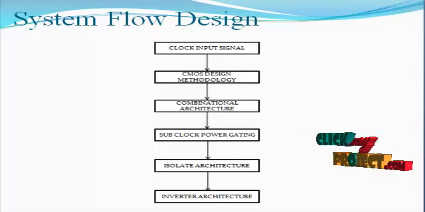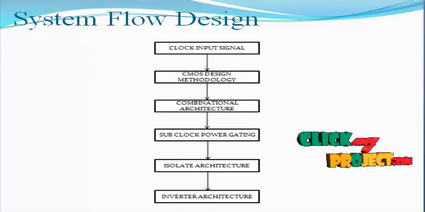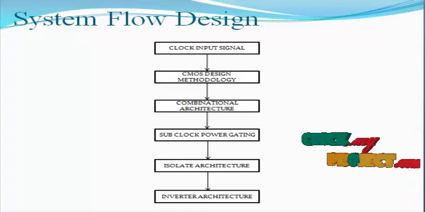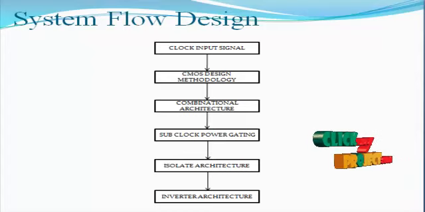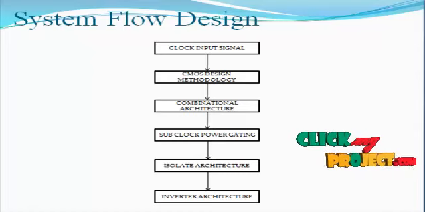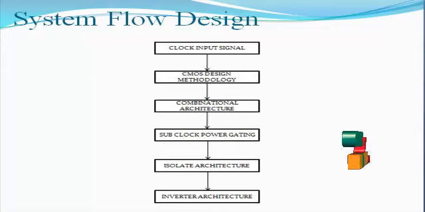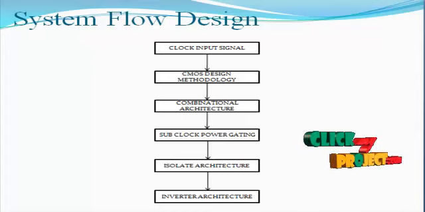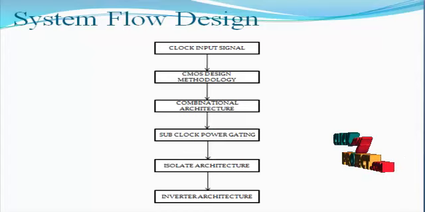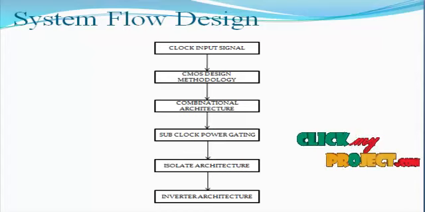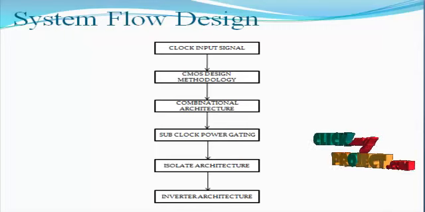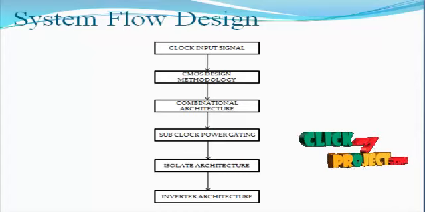This subclock power gating technique is applied to the isolate architecture functions. These isolation functions isolate the clocking signal based on our inverter input results. Thus the inverting results are applied to the isolate logic to control the subclock power gating technique, and the results produce the inverting architecture. So the combinational architecture is controlled for the input and output using the isolate architecture functions. This isolating architecture function is based on the subclock power gating technique.